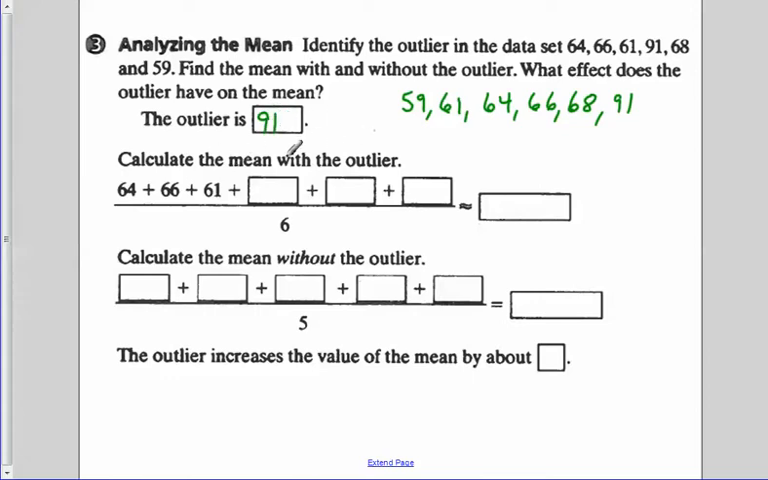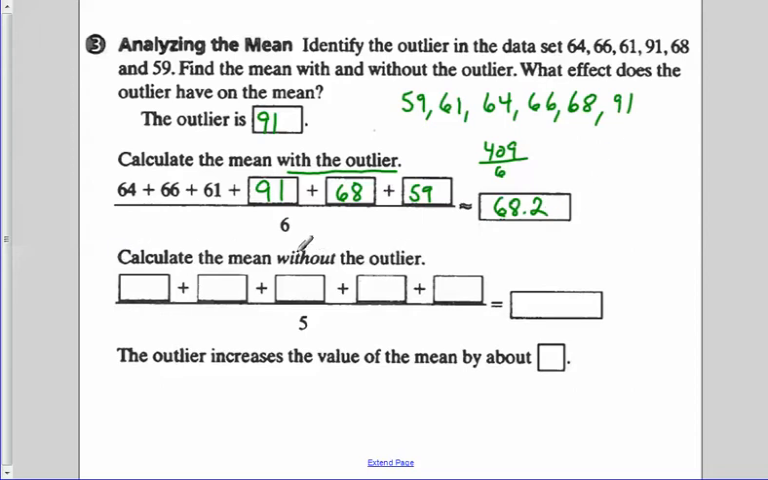So calculate the mean with the outlier. I take 64, 66, 61, and I'm going to keep that 91 as part of our data set because we are with the outlier, 68 and 59. When I add all those together, I get 409. Then I divide by the number of items we just added, and we have 6 of them. So 409 divided by 6 is roughly 68.2.